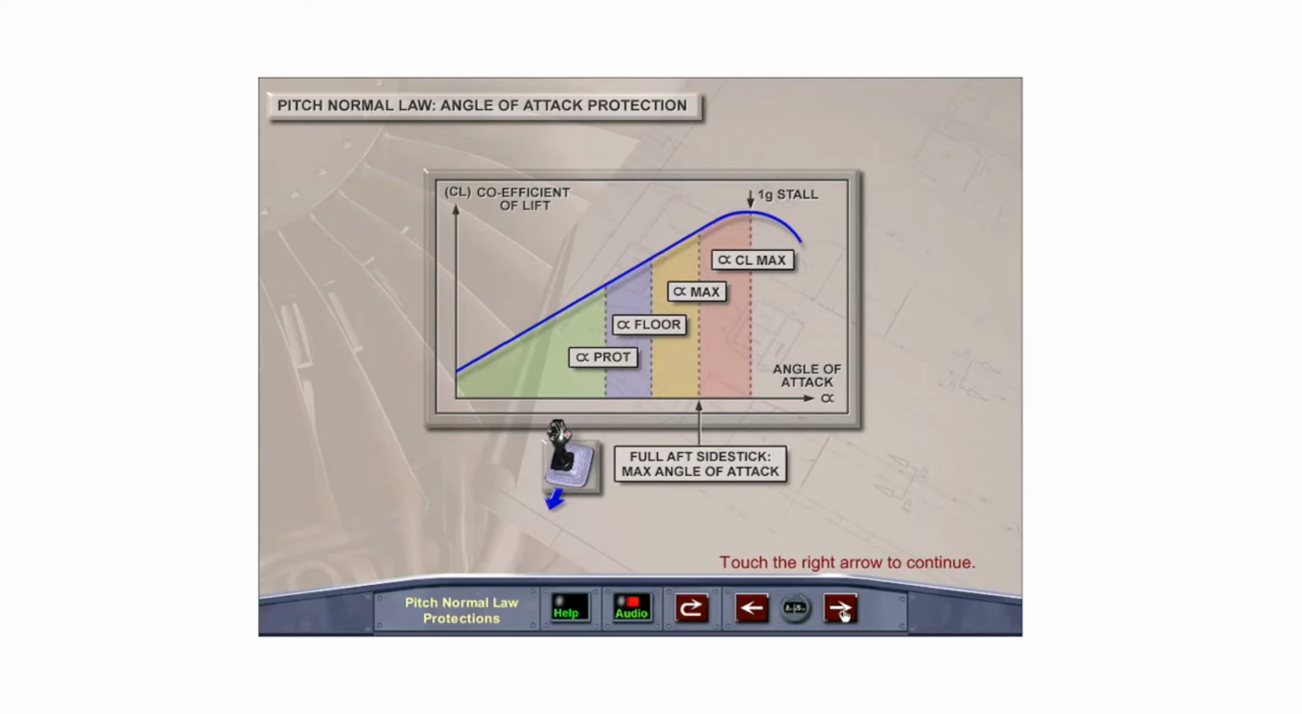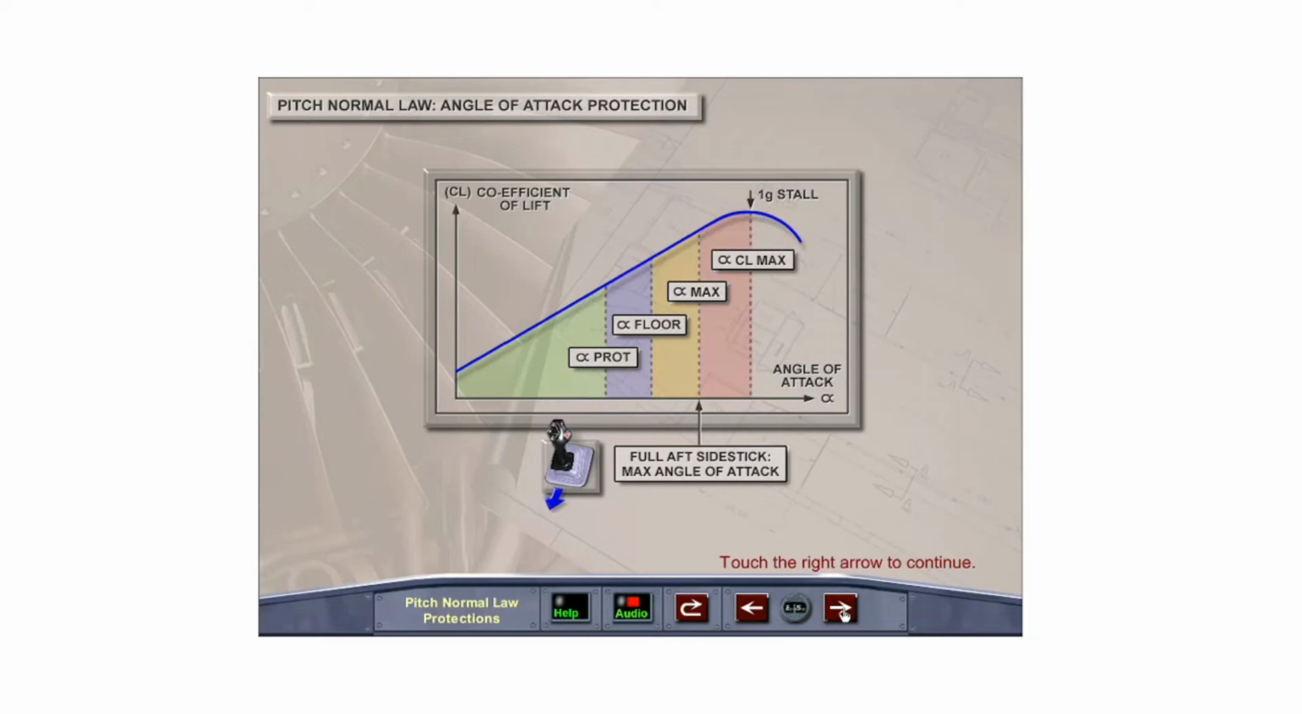The third level of protection is that the angle of attack will not be allowed to exceed alpha max, even if the pilot pulls the side stick all the way back. It is safe, therefore, if required for wind shear or terrain clearance maneuvers, to rapidly pull the side stick fully back, even at low speeds. The load factor limitation still applies. If the side stick is released, the angle of attack returns to alpha prot and stays there.